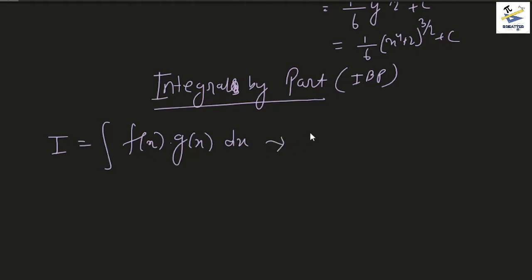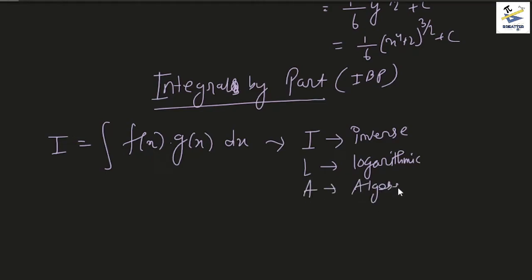The rule is something like this. The rule is called ILATE. I for inverse functions, L for logarithmic functions, A for algebraic functions. Algebraic functions means functions of polynomials like x cube, x to the power 4 plus 2, and something like that. Logarithmic is involving log, inverse is involving sine inverse x, cos inverse x, tan inverse x, like that. So they're inverse trigonometric functions. T is for trigonometric, and E is for exponential.